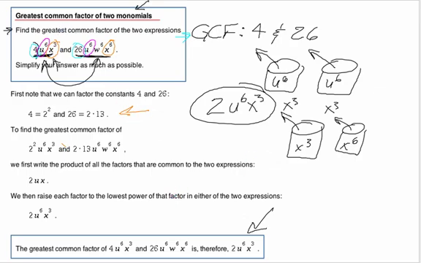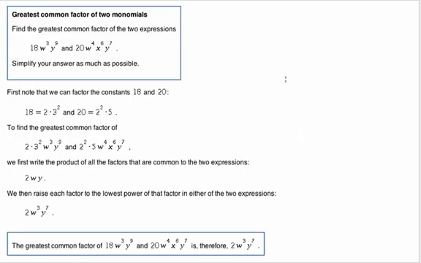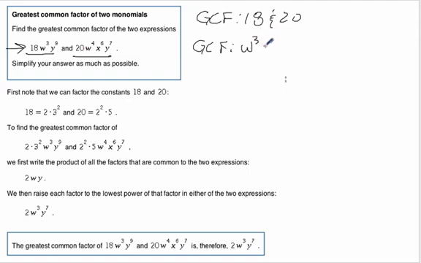Okay? Let's look at another example quickly. Same concept. Here we've got two monomials. We just break it up. We find the greatest common factor of 18 and 20. Find the greatest common factor of w to the 3rd and w to the 4th. Find the greatest common factor of y to the 6th and y to the 7th. And then there's no x's in common, so that can't be part of our answer.